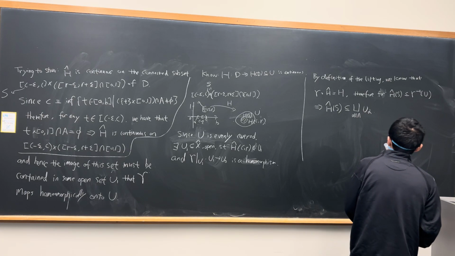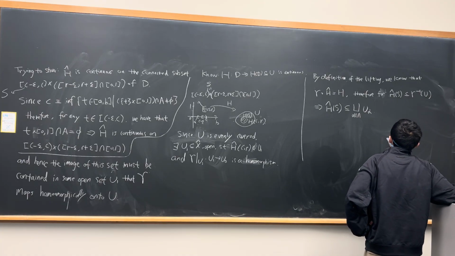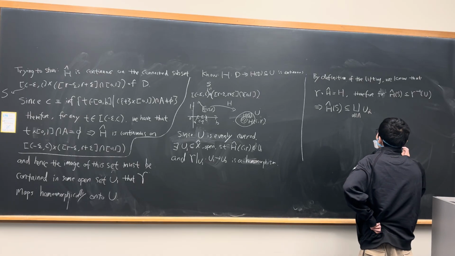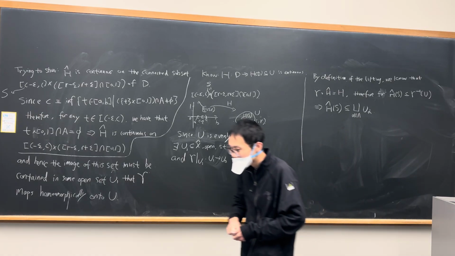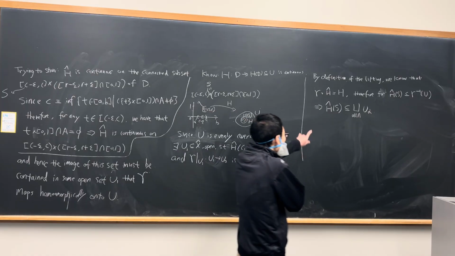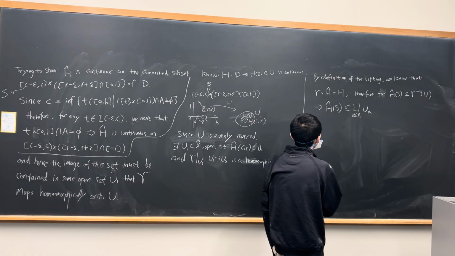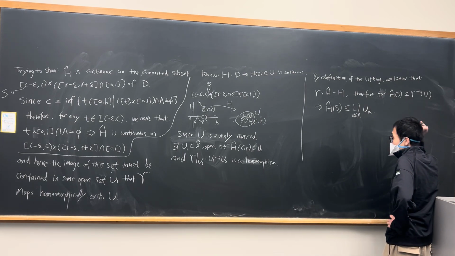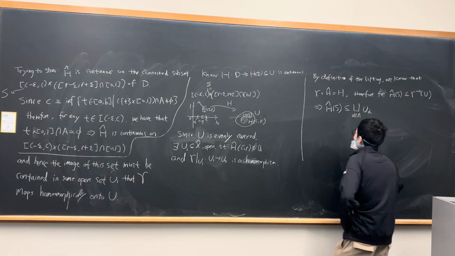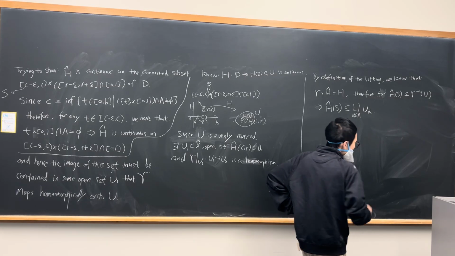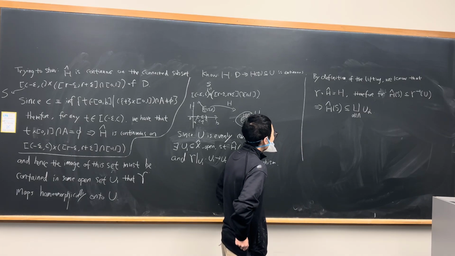Now, because it's the lifting, we have this projection relation for each point, by the definition. Therefore this is contained in gamma inverse U. And we know that this H is contained in this discrete union, because this U is an evenly covered neighborhood.